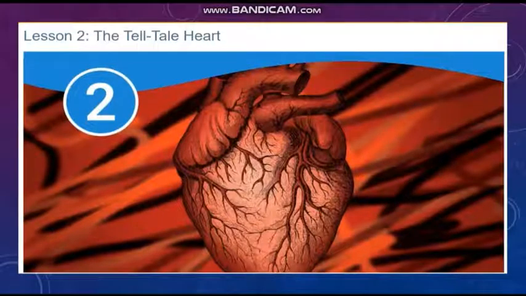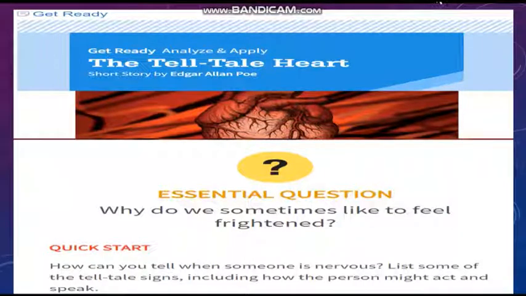Let's move to our lesson. We are going to read Lesson 2, The Tell-Tale Heart. So let's get ready to read it. Get ready, analyze, and apply The Tell-Tale Heart. It's a short story by Edgar Allan Poe. Essential question: Why do we sometimes like to feel frightened? Okay, so think about this. Why do we sometimes like to feel frightened?